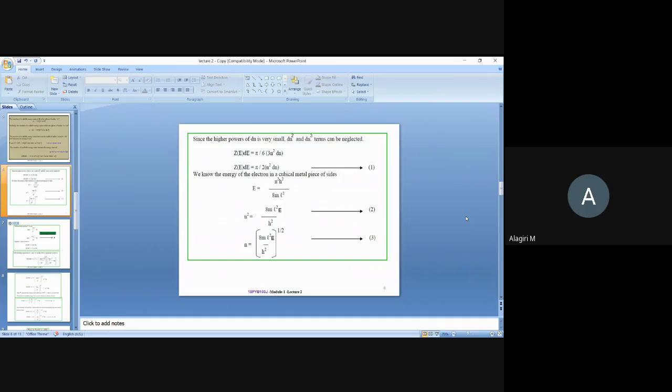Further, we can simplify this equation. The denominator 6 and the numerator 3 can be cancelled. After cancellation, the simplified form is Z(E) dE equal to pi by 2 into n square into dn.